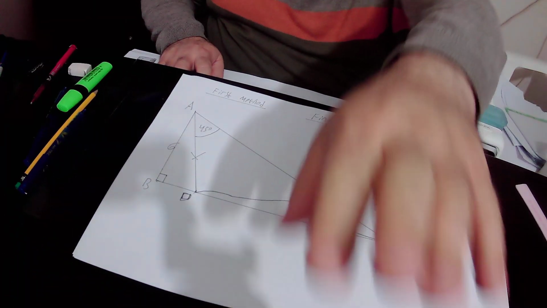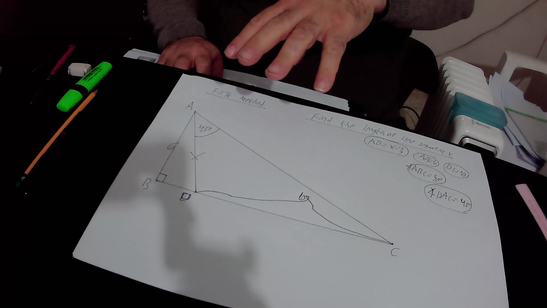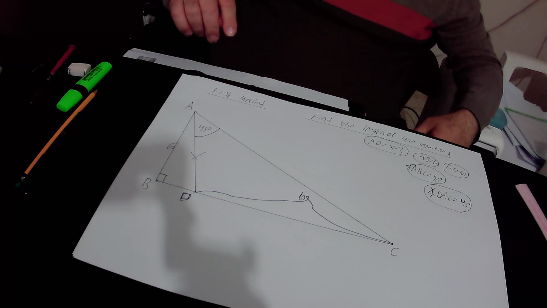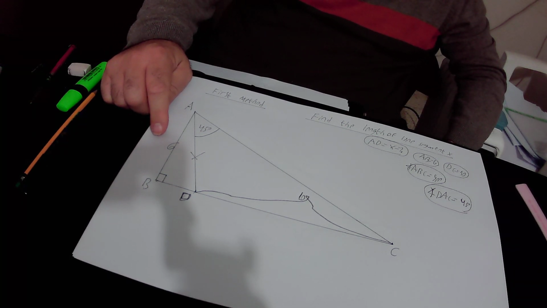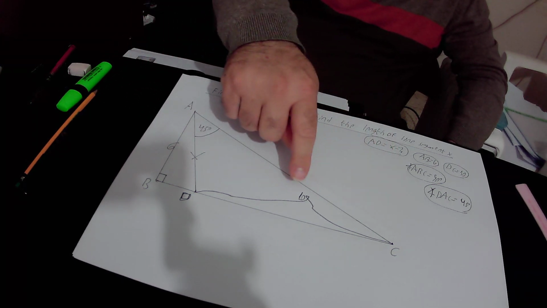Hello, in this lecture we'll find out the length of line segment X using three different methods. In the drawing we have triangle ABC. Triangle ABC is a right triangle. Side AB of triangle ABC equals 6 units. Side DC equals 10 units.